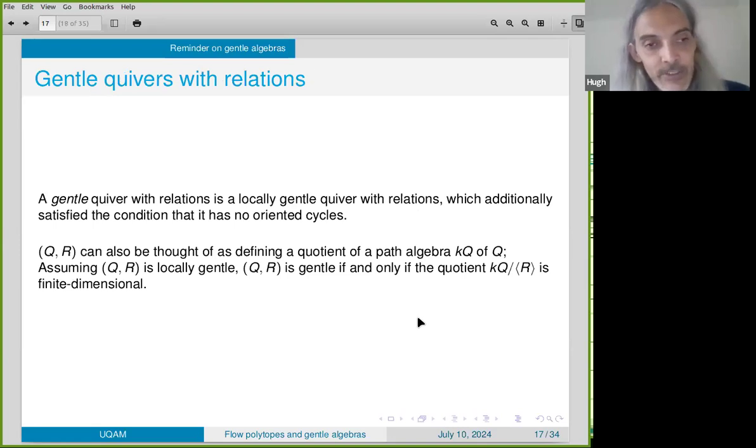It's gentle if also there are no oriented cycles. No, sorry, that's not right. So no oriented cycles with no relation. Sorry, that's the key point: what's not allowed is oriented cycles with no relation along the cycle. So a quiver with relation can be thought of as defining a quotient of the path algebra generated by relations. For a locally gentle quiver, QR is gentle if and only if the quotient is finite dimensional. So locally gentle algebras are not necessarily finite dimensional. Gentle algebras are finite dimensional. And so we like finite dimensional things better, but it turns out that a bunch of the theory also works in the locally gentle case, and that will turn out to be relevant for us.